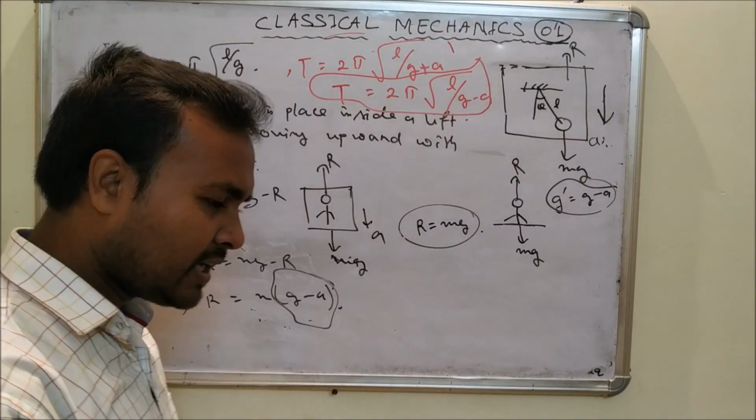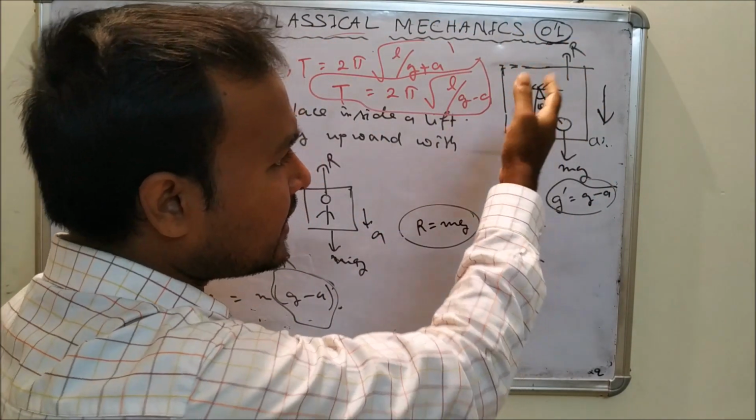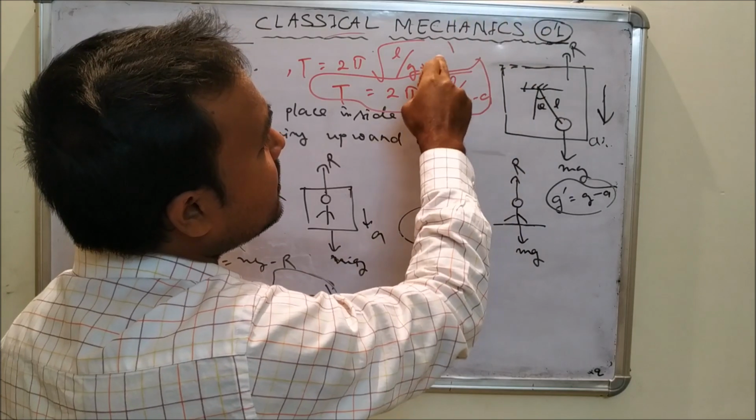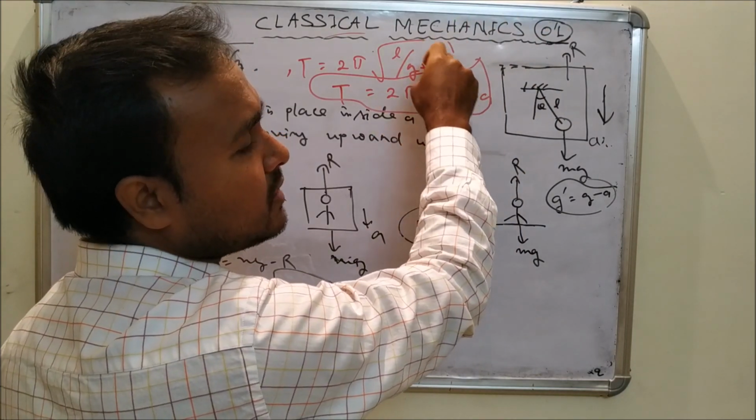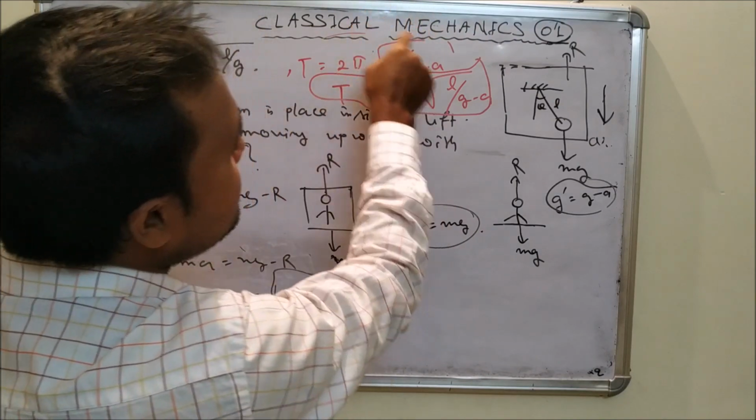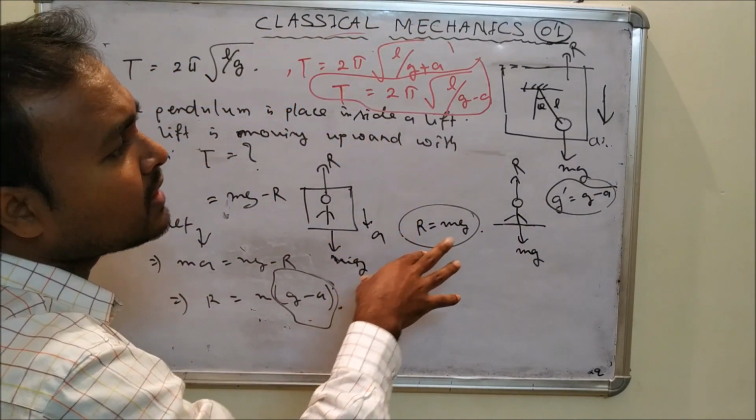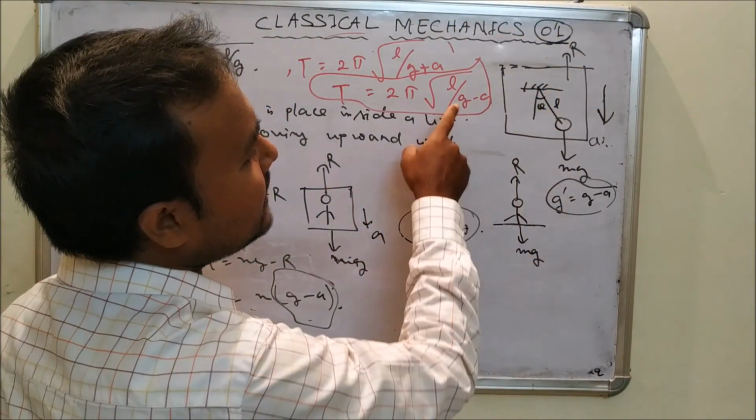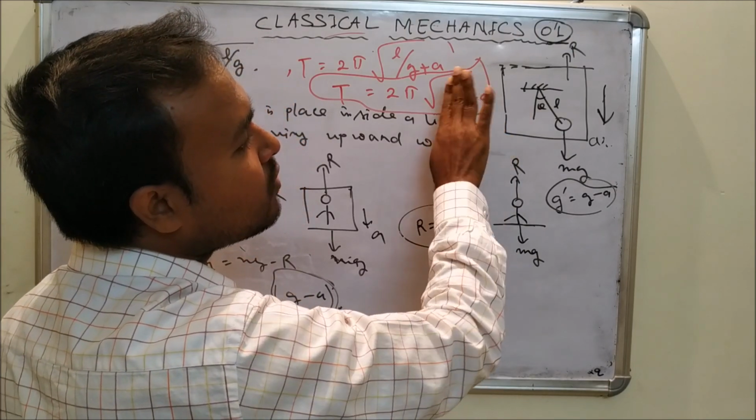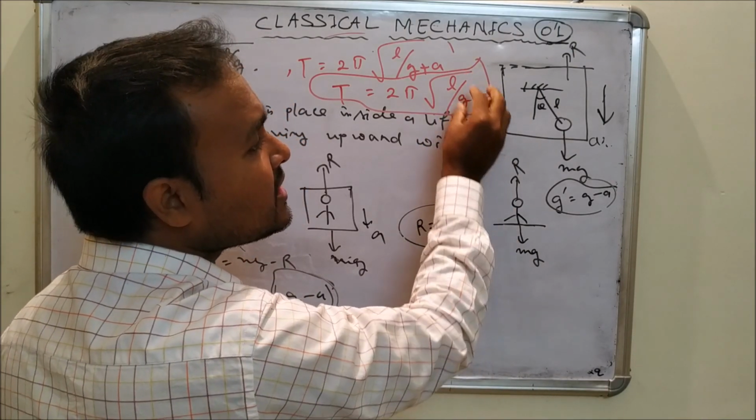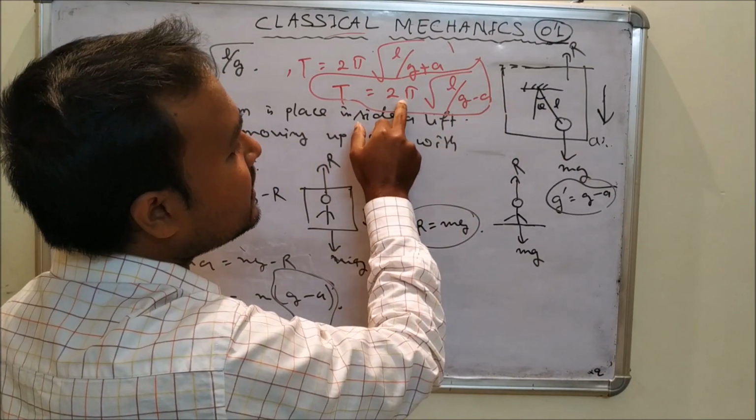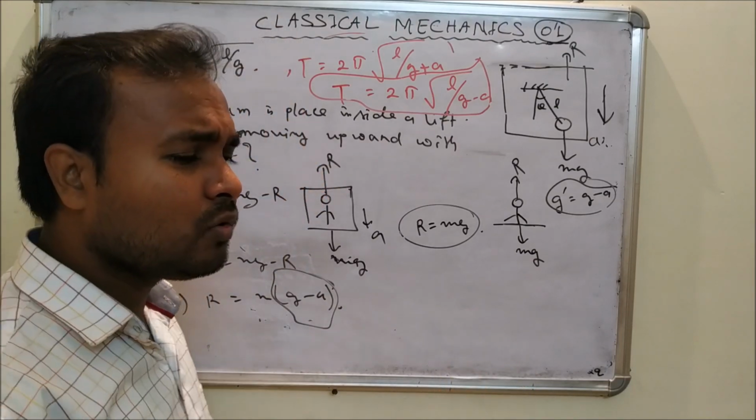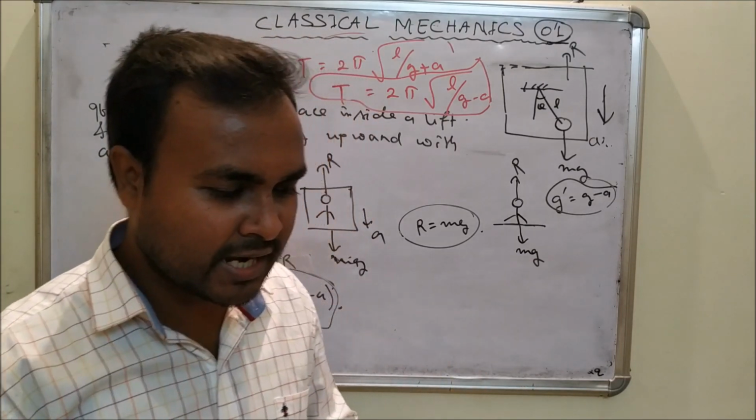Now tell me one thing: when the lift is moving upward and the pendulum is there, will the time period increase or decrease? Here, when it is upward, in the denominator we are adding something, right? If we add something to the denominator, that makes the time period decrease. But when it is coming downward, in that case g minus a, from g you are subtracting. That means you are decreasing the denominator. It means that will make the time period increase. Clear?